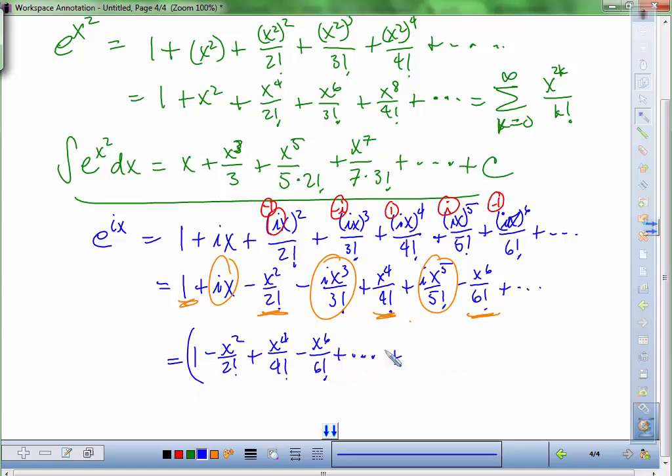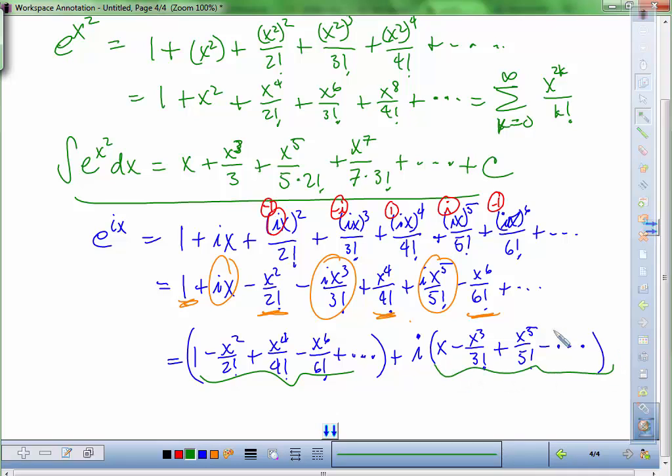And the ones that do have i's in them, I'll put together and factor out the i. So imagine this ix without the i, so that's just x. The ix cubed over 3 factorial without the i with a negative: x cubed over 3 factorial. x to the 5th over 5 factorial. And then let's just put dot, dot, dot, or you can imagine what will happen next. In any case, the real part that doesn't have i's in it is just the power series for the cosine function. And the one that has an i in it happens to be a power series for the sine function.